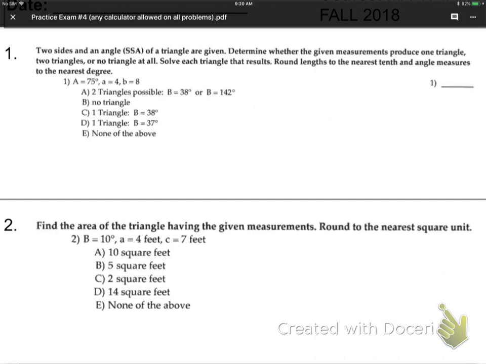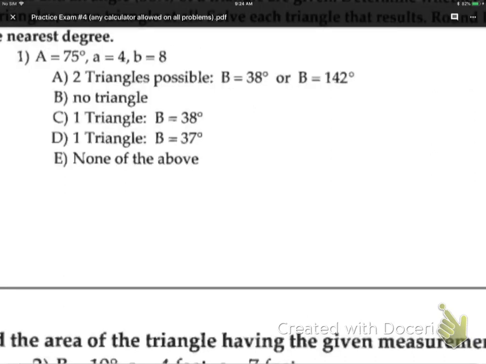So, all right, look at those answers. These can be kind of tricky. Look at those answers. 2 triangles are possible. There's a couple of capital B answers. No triangle, 1 triangle. Kind of weird, huh? Remember this? Sort of, kind of? All right, let me make it a little bigger. So what do we do? What should we do? Let's start out there.